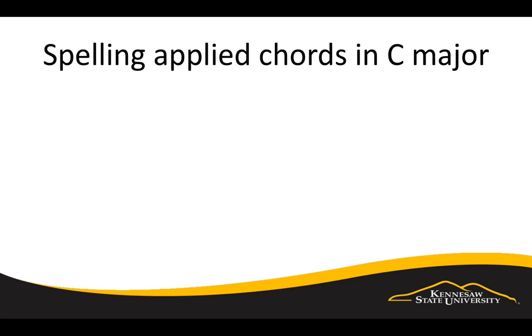Now let's work on spelling some applied chords in C major. Here's our first one, 5/7 of 5. What you're going to do is unpack the label 5/7 of 5 backwards. So you first get the of 5 at the end, so that's G major. And then you work backwards. So count up 5 from G: G, A, B, C, D.